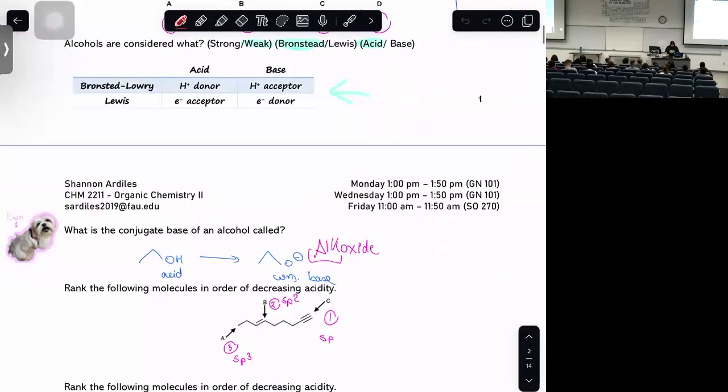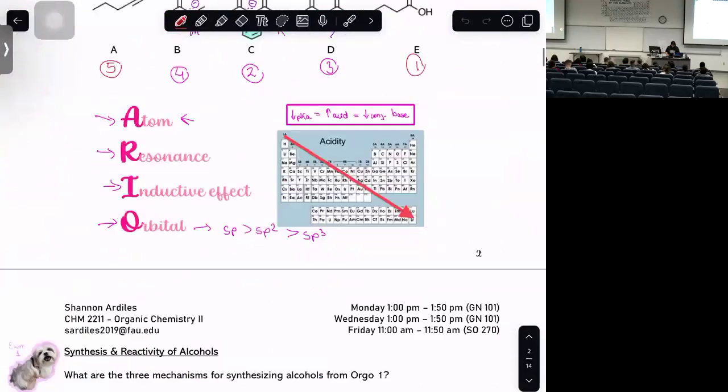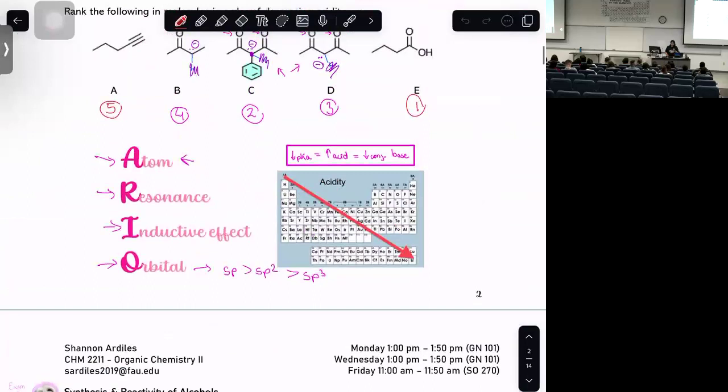But let's go back to our acidity question in here. I remember the question that we were doing in tutoring, so let me just draw it out in here.